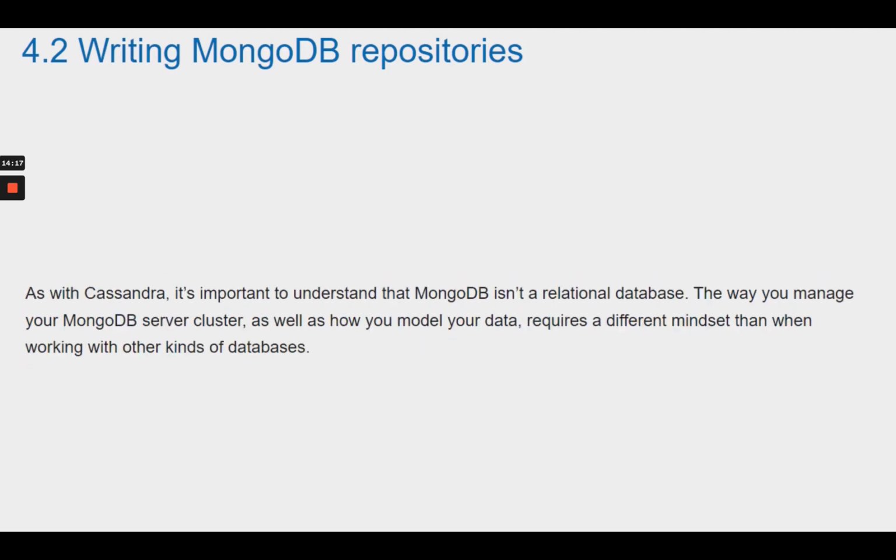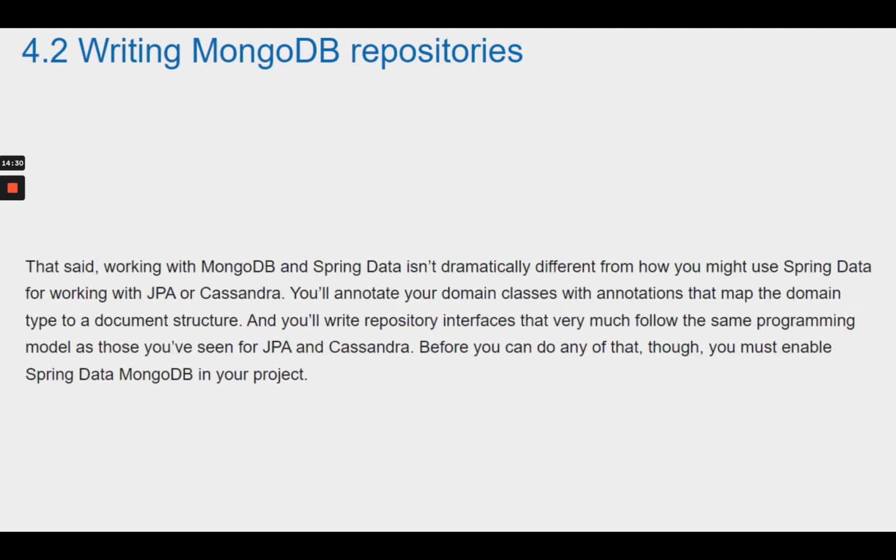As with Cassandra, it's important to understand that MongoDB isn't a relational database. The way you manage your MongoDB server cluster, as well as how you model your data, requires a different mindset than when working with other kinds of databases. That said, working with MongoDB and Spring Data isn't dramatically different from how you might use Spring Data for working with JPA or Cassandra. You'll annotate your domain classes with annotations that map the domain type to a document structure. And you'll write repository interfaces that very much follow the same programming model as those you've seen for JPA and Cassandra. Before you can do any of that, though, you must enable Spring Data MongoDB in your project.